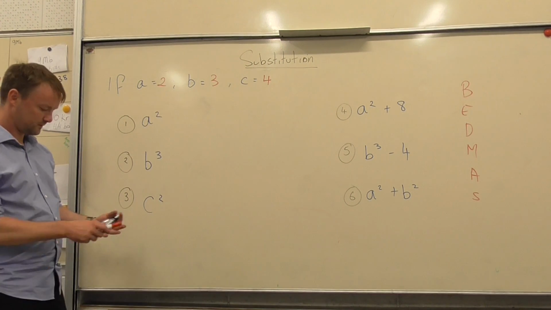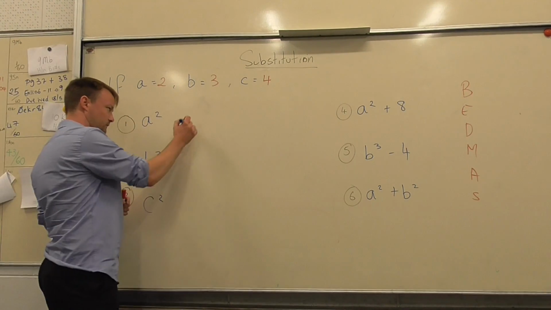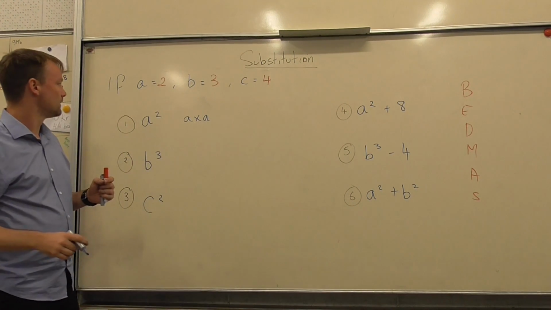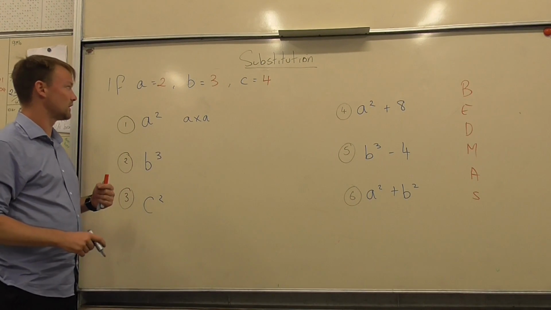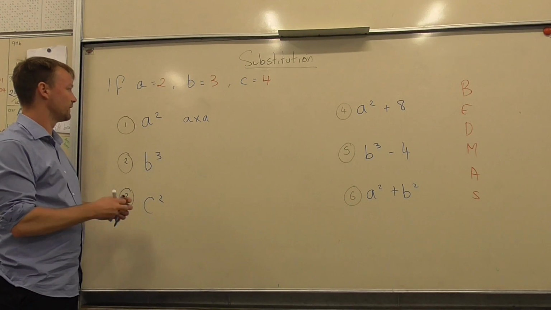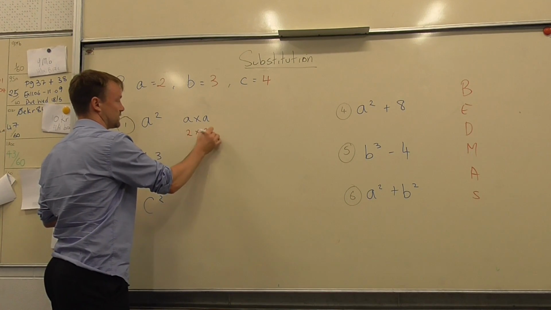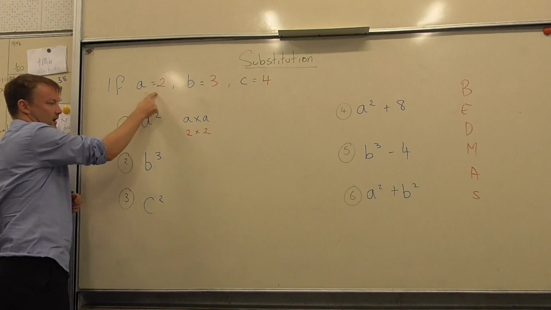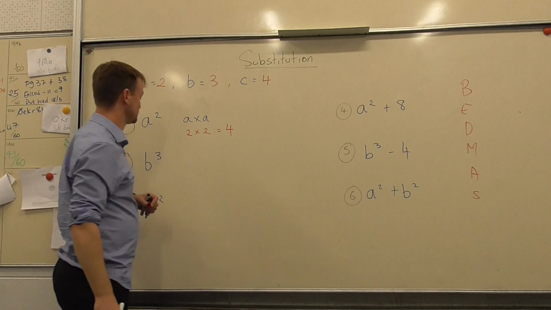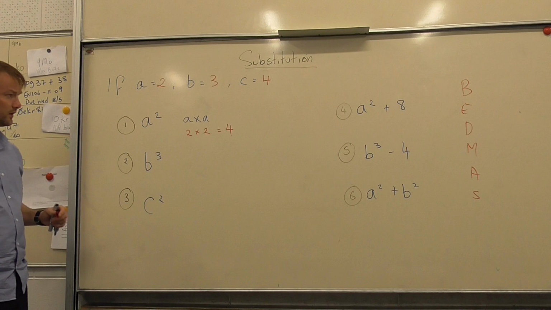So for A squared, hopefully we can remember that this is the base and this is the power. So I'm going to write that out as A times A. Now I substitute in. If I've got A times A, what that actually is substituting is 2 times 2, because it tells me up here A equals 2. And 2 times 2 is 4. That's it for substituting into the index form up here.